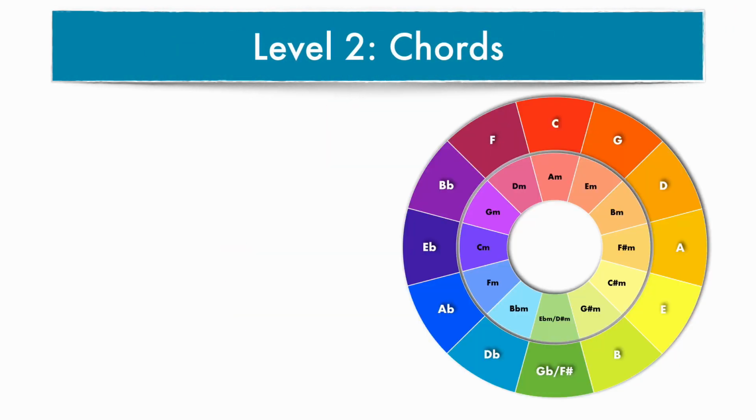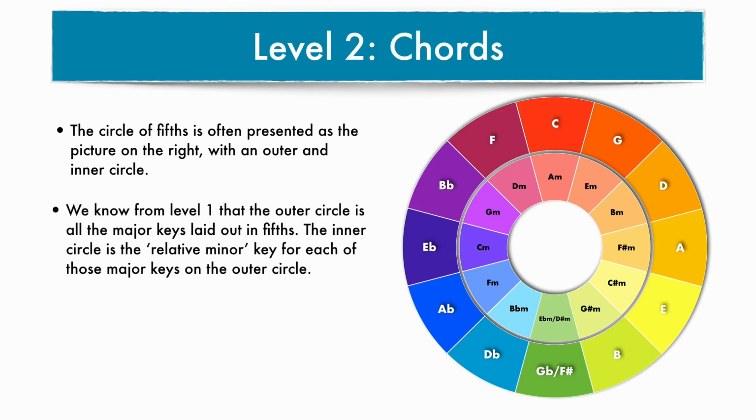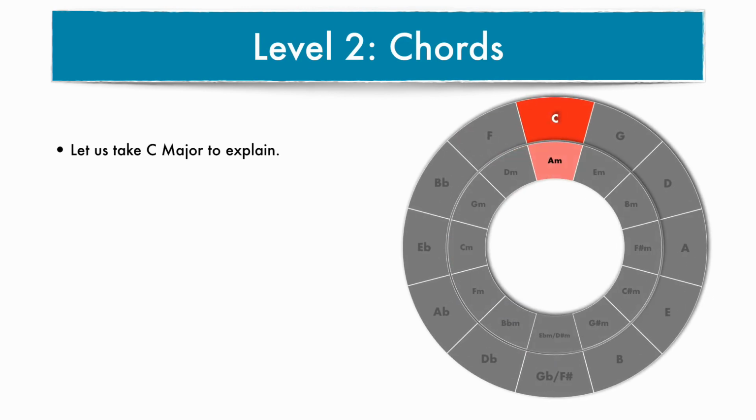Level 2, chords. The circle of fifths is often presented as the picture on the right, with an outer and inner circle. We know from level 1 that the outer circle is all the major keys laid out in fifths. The inner circle is the relative minor key for each of those major keys on the outer circle. But what does relative minor mean? Let us take C major to explain.